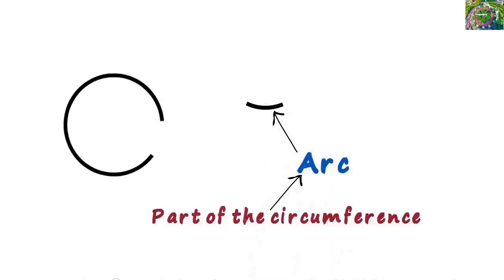Look at the circle you see on the board. If we remove a part of the boundary, this is what we get. It's called an arc. The arc's length is basically a part of the circumference of the circle. How can we calculate the length of an arc? It's a curved length and cannot be measured with a scale.